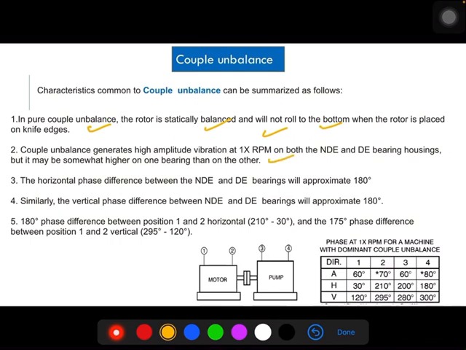Horizontal phase difference between DE and NDE bearings will be approximately 180 degrees. Similarly, in the vertical plane, the phase difference is also the same, 180 degrees. And again, 180 degree phase difference between DE and NDE, it is 210 minus 30 degrees here. And 170 degrees phase difference between 1 and 2 vertical, 295 minus 120, that is 170 degrees. Both are very near. So these are some of the characteristics to diagnose the couple unbalance.